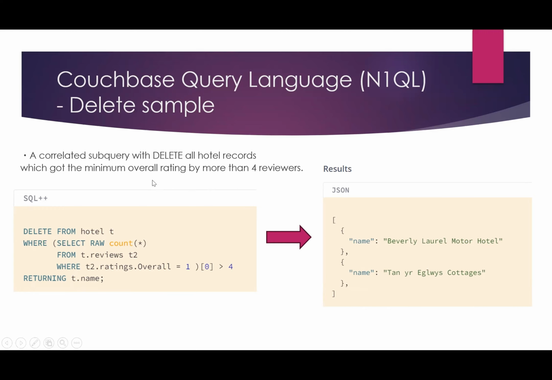The last example is the delete query. This is a correlated subquery with delete of all hotel records which have the minimum overall rating over 4 reviewers. And here we delete from the hotel document. See some conditions here, and here's the results.